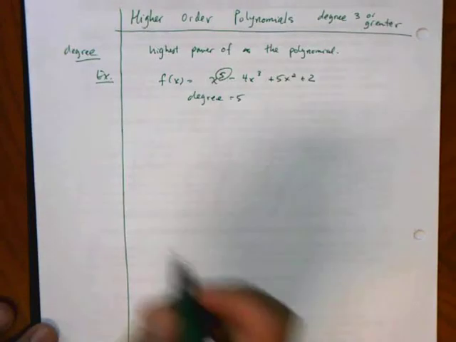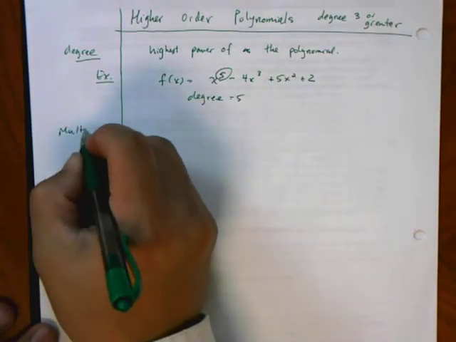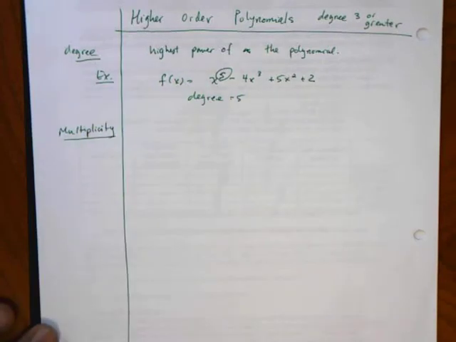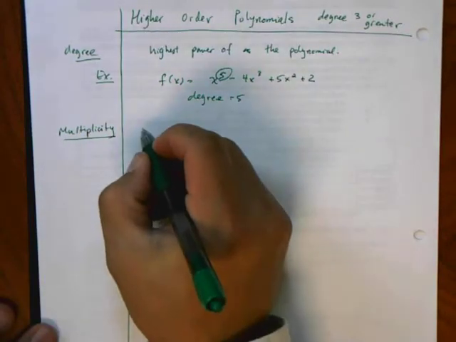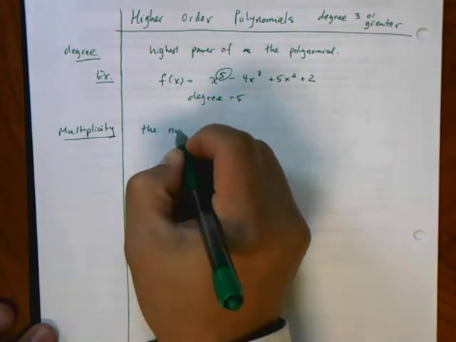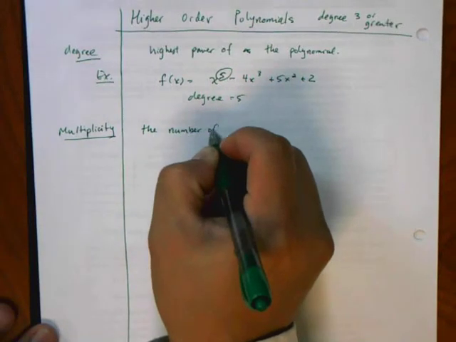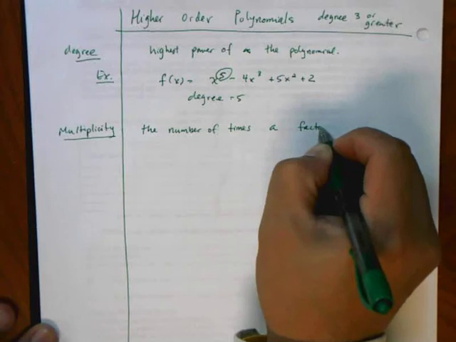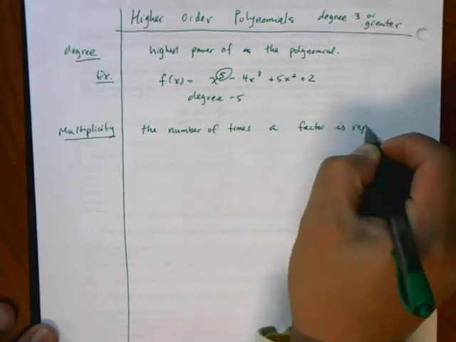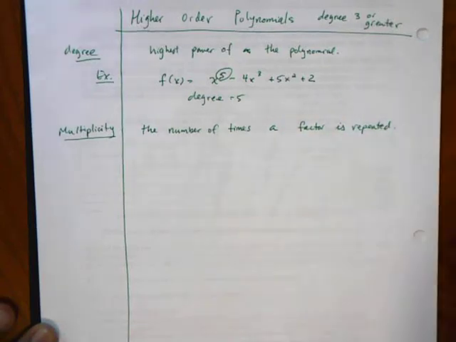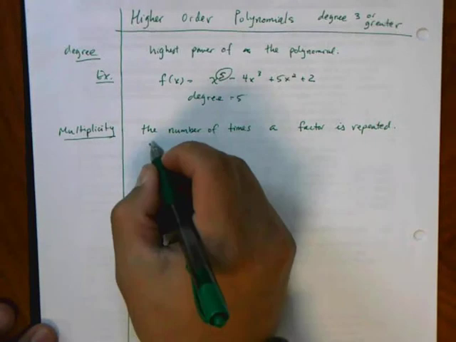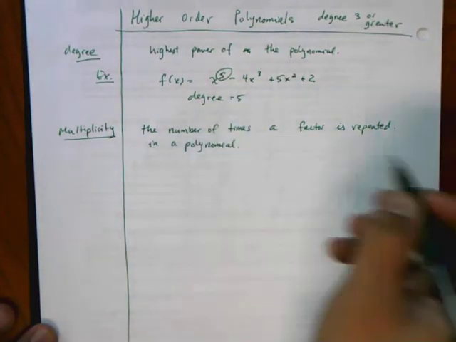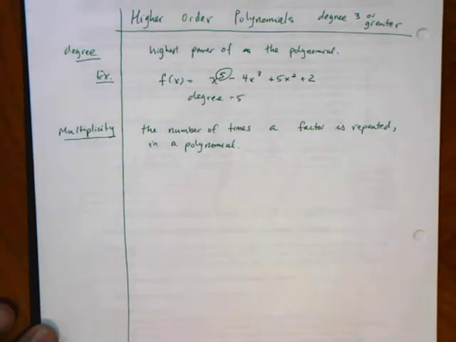Okay. Now, I'm going to introduce a new concept, that's the multiplicity. Okay. And so the multiplicity is the number of times a factor is repeated in a polynomial. There's other definitions for this, but we're only interested in the definition relating to polynomials.